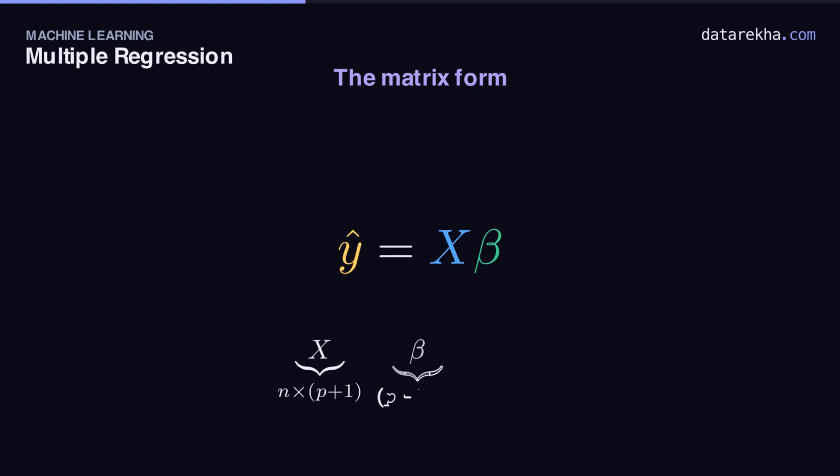Check the shapes fit together. X is n by p plus 1. Beta is p plus 1 by 1. The inner dimensions match, and out comes y hat, n by 1. A predicted value for every example.